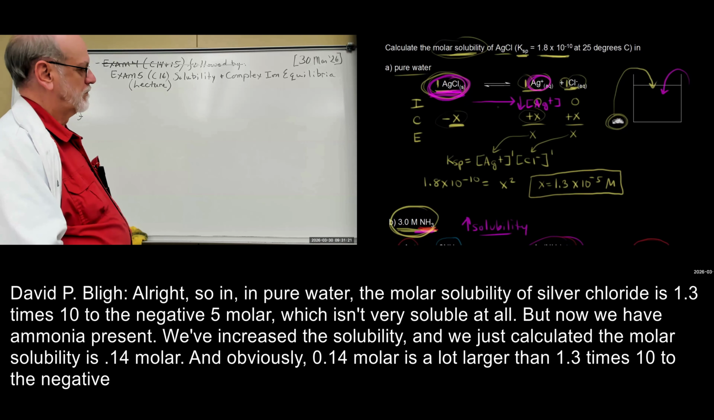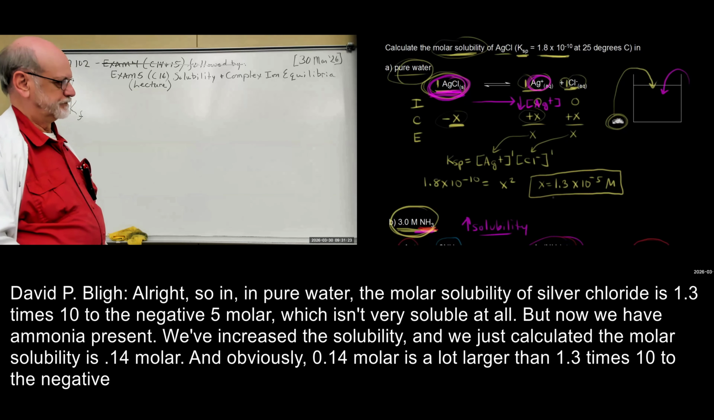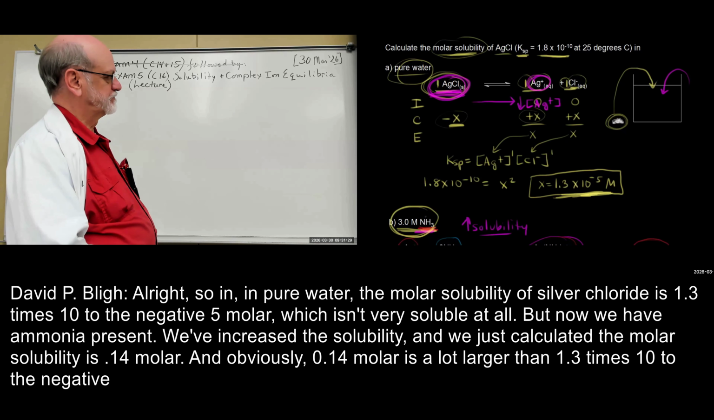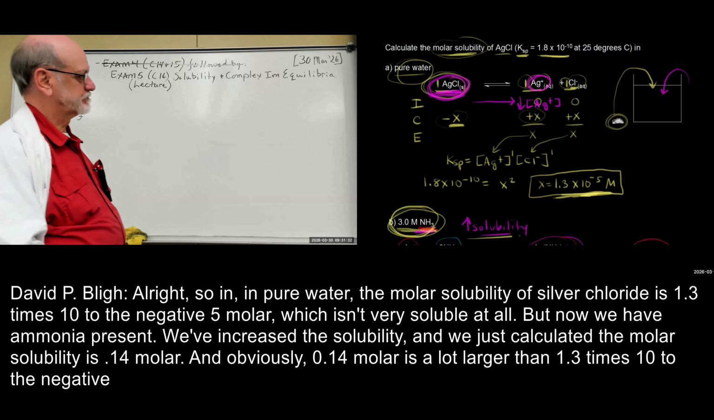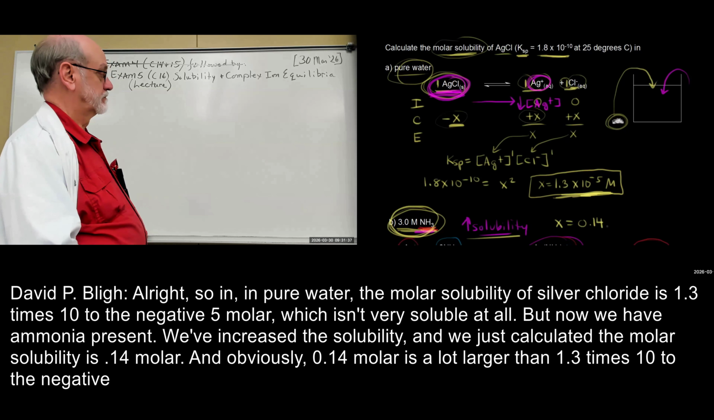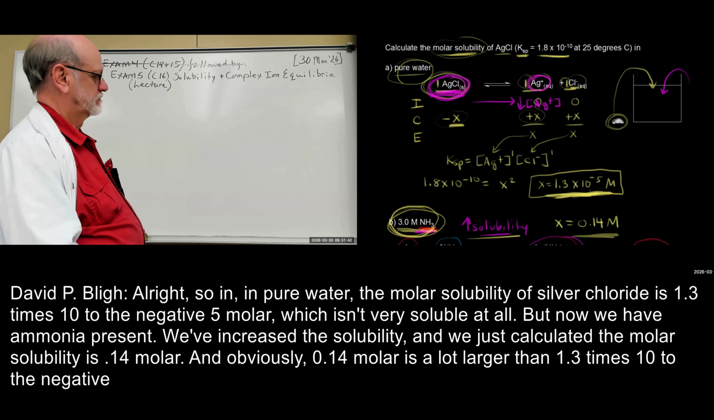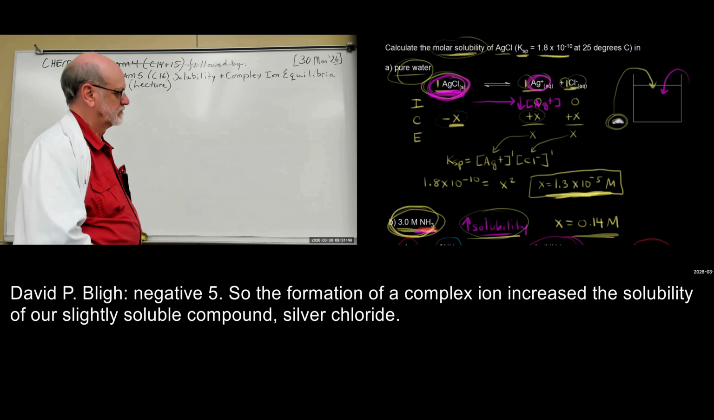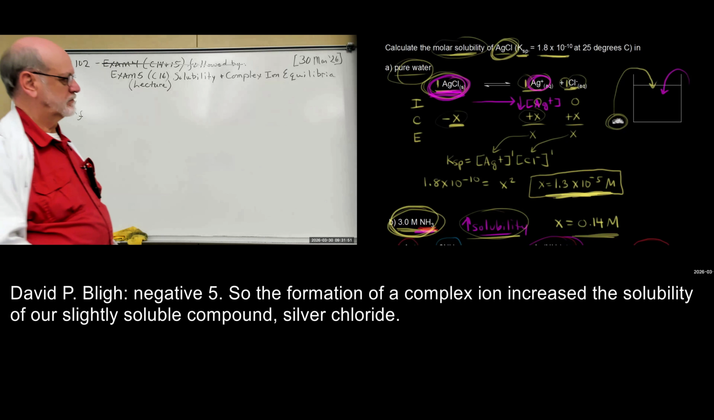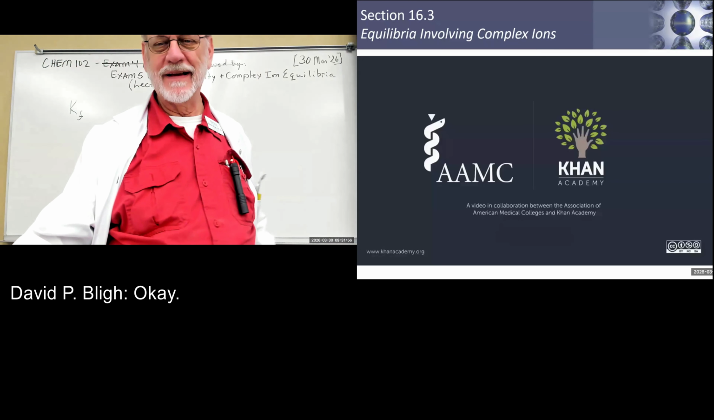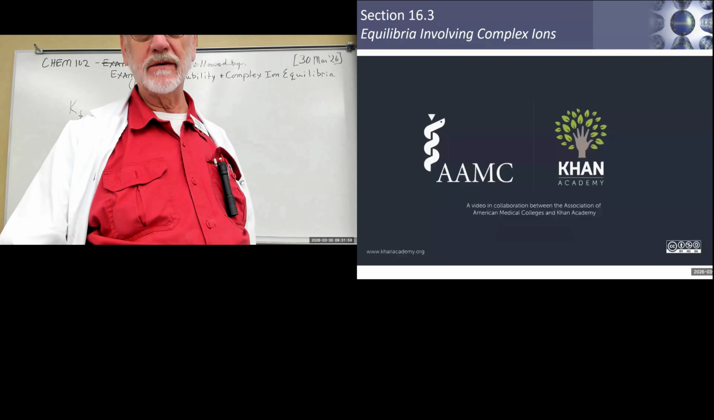Right, so in pure water, the molar solubility of silver chloride is 1.3 times 10 to the negative 5 molar, which isn't very soluble at all. But now we have ammonia present. We've increased the solubility, and we just calculated the molar solubility is 0.14 molar. And obviously 0.14 molar is a lot larger than 1.3 times 10 to the negative 5. So the formation of a complex ion increased the solubility of our slightly soluble compound, silver chloride, by about 4 orders of magnitude.